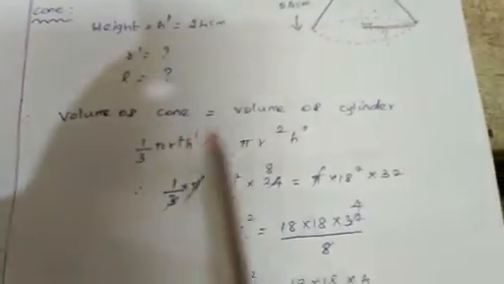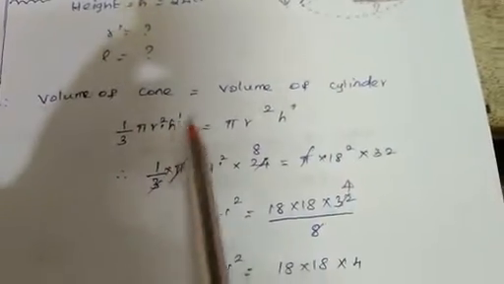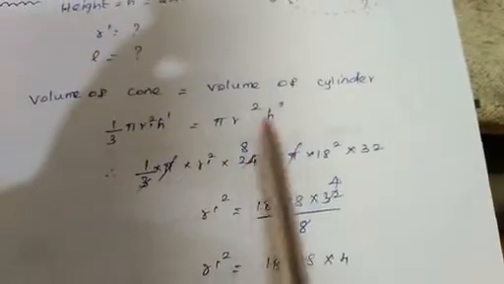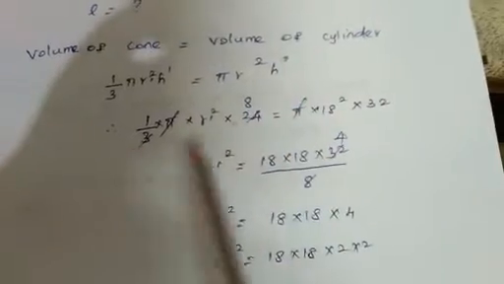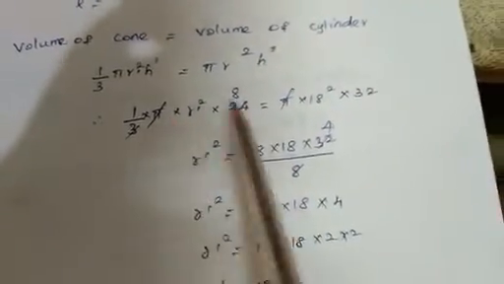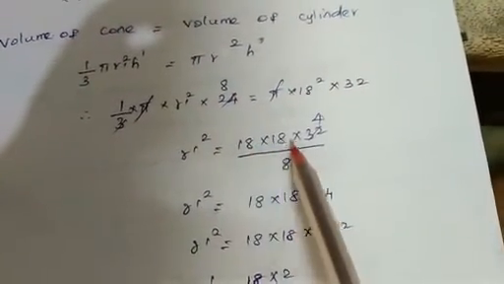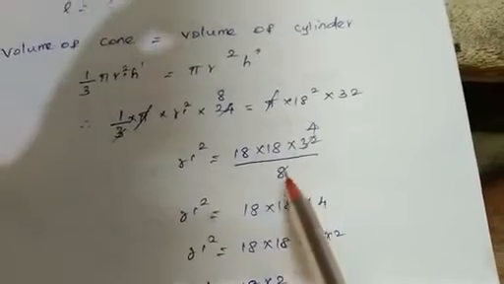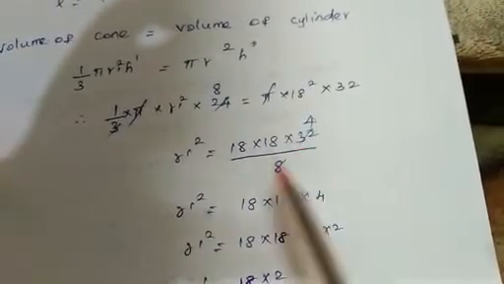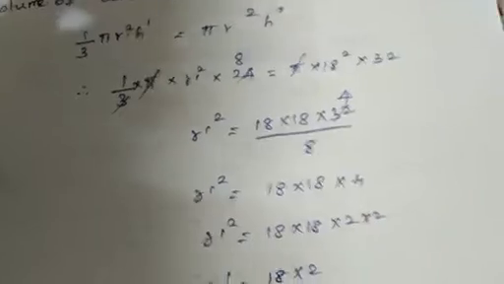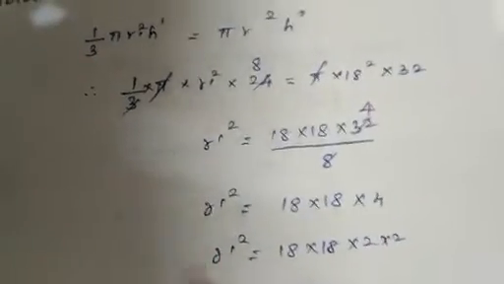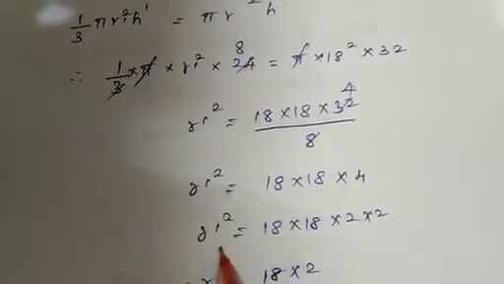So the volume of cone equals the volume of cylinder: 1 by 3 pi r dash square into h dash equals pi r square h. Substitute the values. Here pi we can cancel, and 3 and 24 give 8. So 8 we can write on the right hand side: 18 into 18 into 4 divided by 8 into 32. So r dash squared is nothing but 18 into 18 into 4. Be careful, we need to find only the r value.